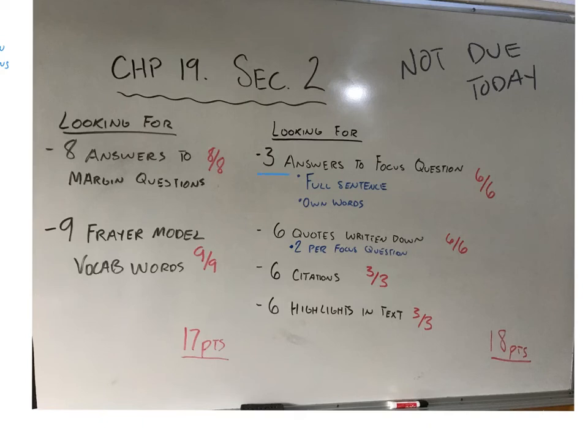3 answers to focus questions. 6 quotes written down on your double journal entry. 6 citations and 6 highlights in your texts. Then I'm going to look for 8 answers to the margin questions, because there are 8 questions, and 9 Frayer model vocab words, because there are 9 vocab words. And that's it. Do well.